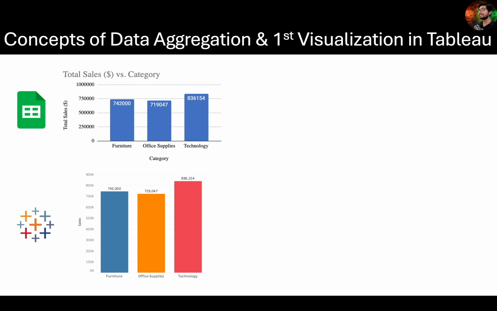Data aggregation is what turns raw numbers into real insights. And when it comes to summarizing the data and quickly plotting to present the insights, two tools dominate the space: Excel or Google Sheets and Tableau. Here's the same elementary visualization created from raw data, one in Google Sheets and the other one in Tableau.